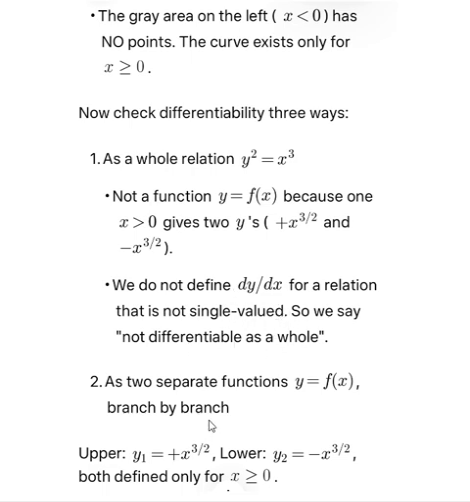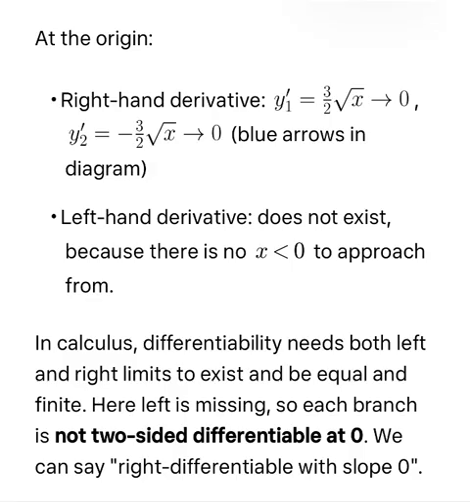But as two separate functions, if you consider the upper branch y1 is equal to x raised to 3 by 2 and y2 is equal to minus x raised to 3 by 2, they are defined only for x greater than 0. What happens in this case? The right hand derivative, dy by dx, becomes 3 by 2 root x. As x tends to 0, dy by dx becomes 0. So the right hand derivative you can get is 0.